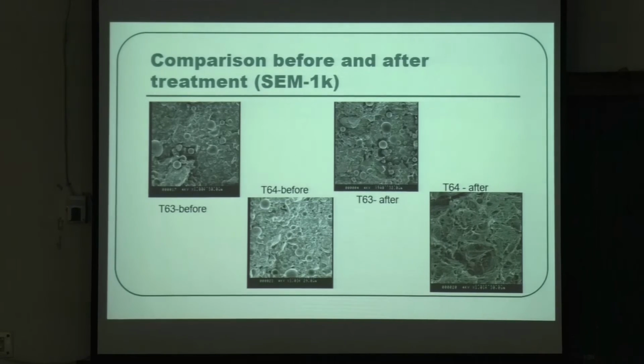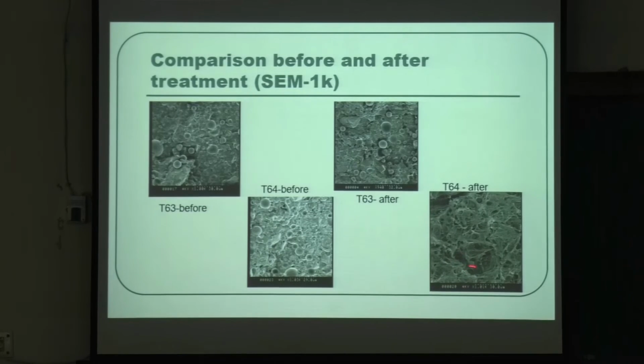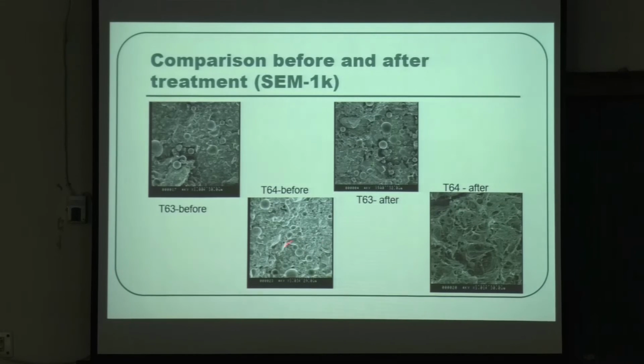Comparison before and after treatment. So this is before and after. There doesn't look to be much of a difference, but this one is T64 before and T64 after. This shows more voids and things in the fly ash. These are actually large failures, and there seems to be some more surface area. This is more flat compared to that. So you get some improvement in the strength.